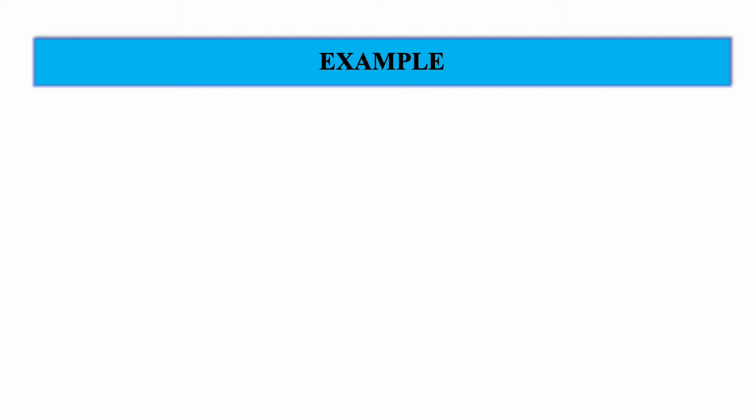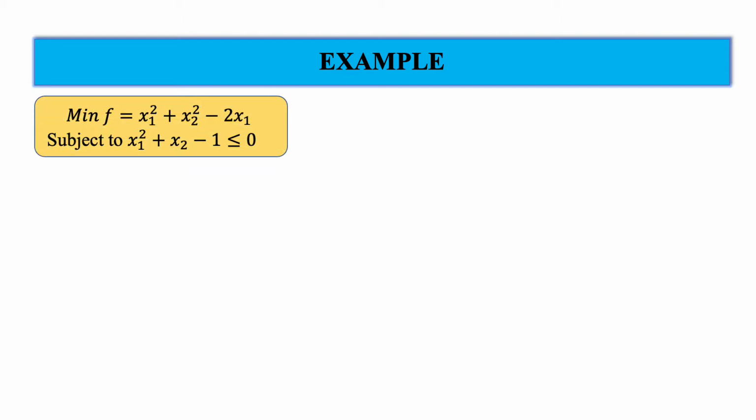In the last lecture we saw a numerical on KKT conditions. So similarly, let us start to solve the next problem. What will be f here? f is x1 square plus x2 square minus 2x1, and this is a minimization problem, subject to x1 square plus x2 minus 1 less than or equal to 0. So this is my G1, the first constraint.